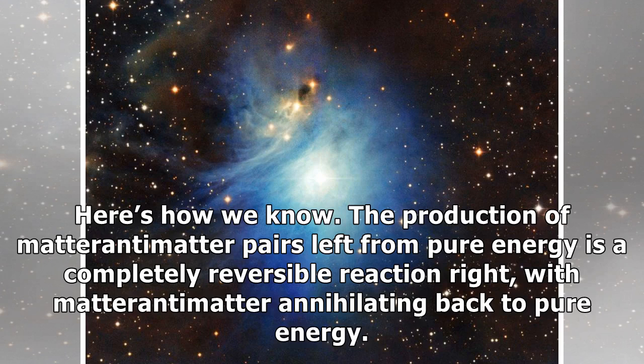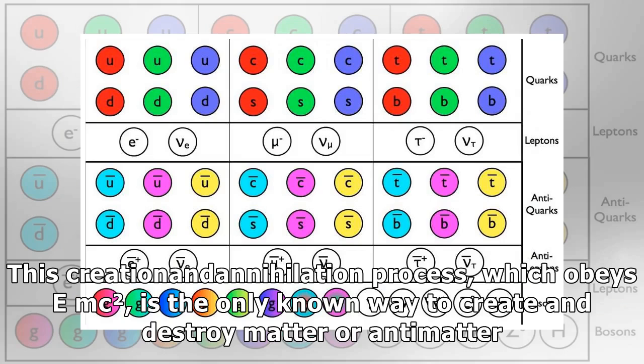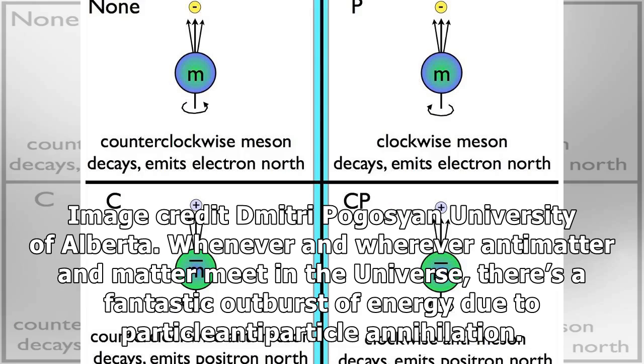Here's how we know. The production of matter-antimatter pairs from pure energy is a completely reversible reaction, with matter-antimatter annihilating back to pure energy. This creation and annihilation process, which obeys E=mc², is the only known way to create and destroy matter or antimatter. Image credit: Dmitry Pogosyan, University of Alberta.